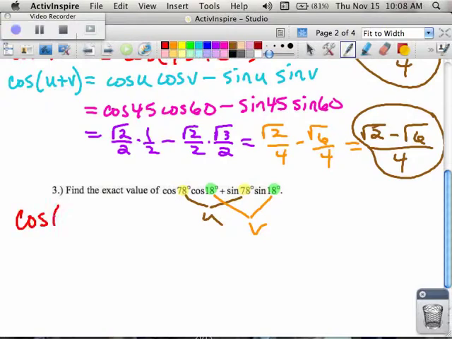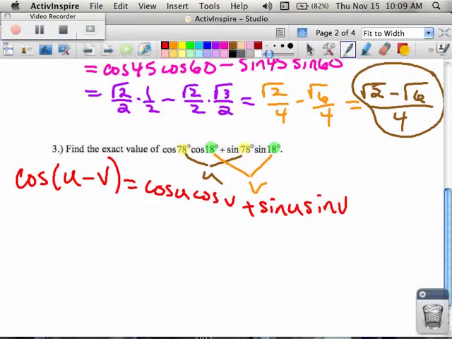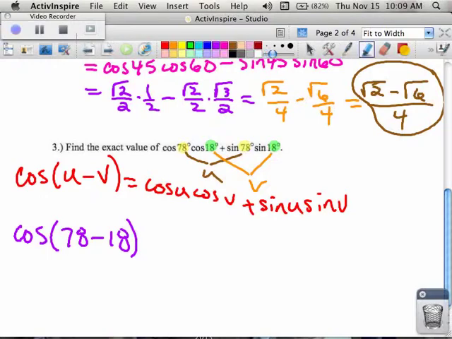The cosine of u minus v says that I have the cosine of u cosine of v plus sine u sine v. Can you guys see that on your formula sheet? Yeah. So then what that's saying to me is that really, when I look at this stuff, I really have the cosine of 78 minus 18. That's what it's saying to me. So this was my v, and this was my u that I was talking about from the listed out formula.